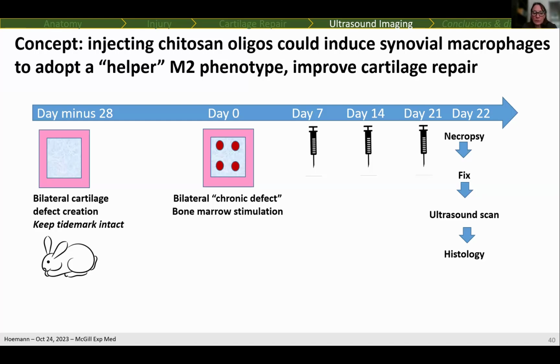So for this model, we actually set the bar higher. We made a cartilage defect to make a chronic defect, which is more mimicking the clinical situation.